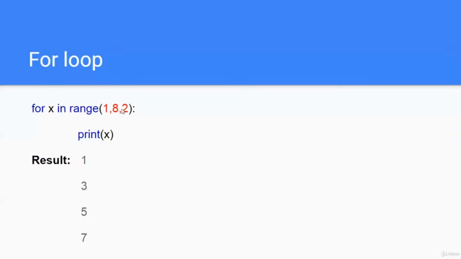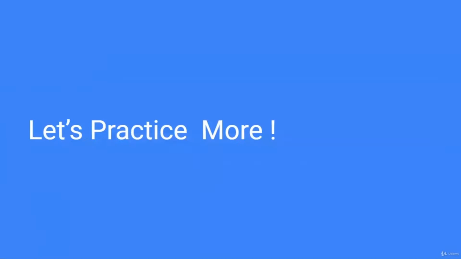So you can see that between 1 and 8, the numbers printed here are x, that is 1 is starting, then after 1 plus 2, 3, 3 plus 2, 5, 5 plus 2, 7, and it will not move to 8 because 8 is the last condition. So this is how the for loop can be used. For more practice, we'll be using the Google Colab. Stay tuned for more details.